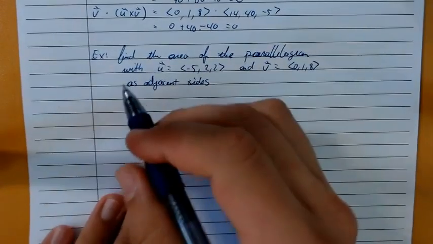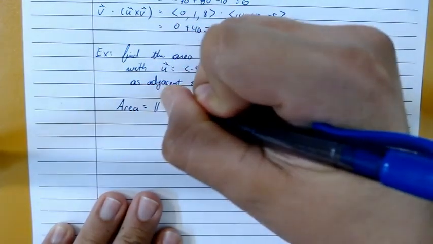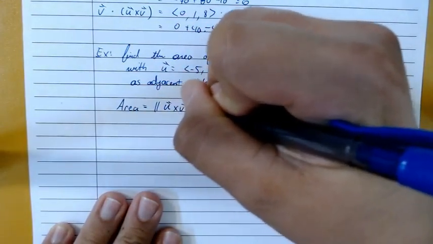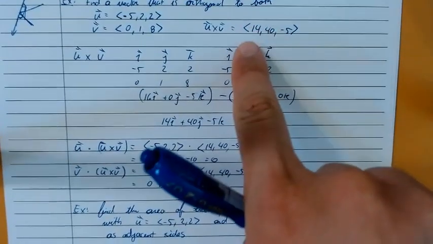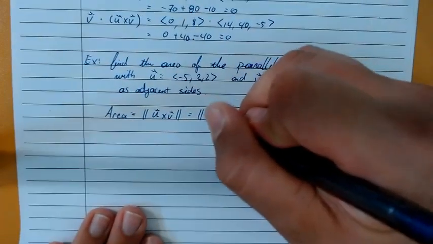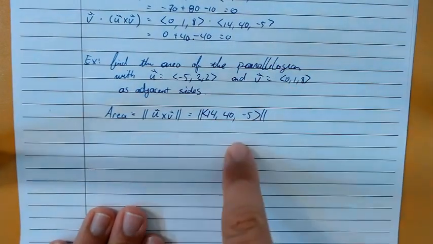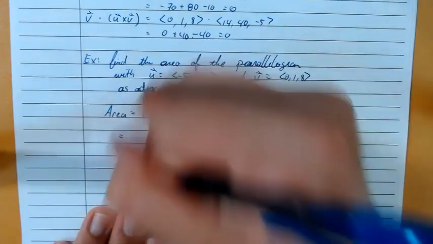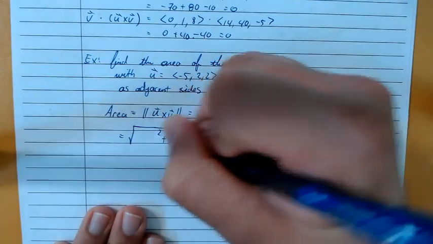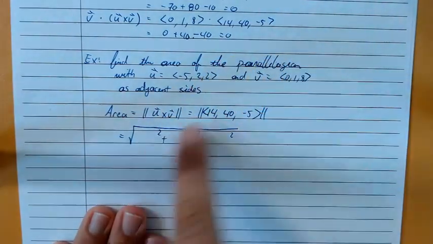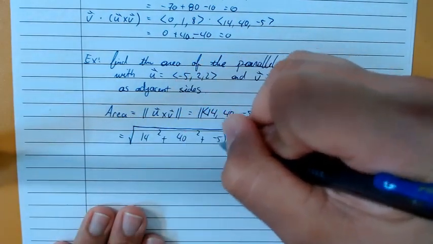All right. The area of the parallelogram is going to equal the magnitude of the cross product of the two adjacent vectors. Like that. Which is the magnitude of, well, we already computed that. That was 14, 40, and negative 5. So now we just need to find that magnitude. Remember, to find the magnitude of a vector, that's basically just the distance formula. That's going to be the square root of the sum of the squares of the components. 14, 40, negative 5.